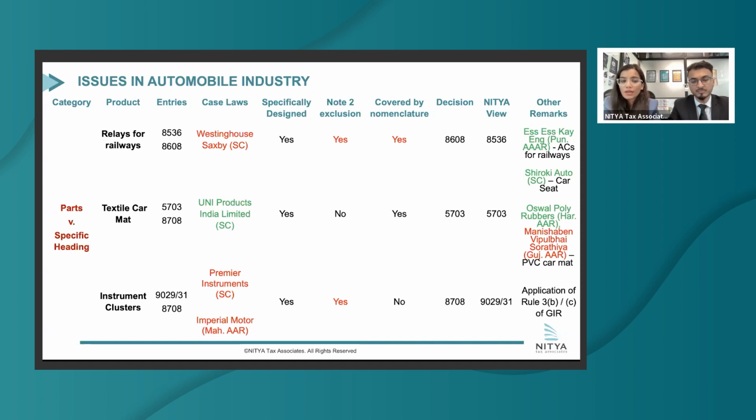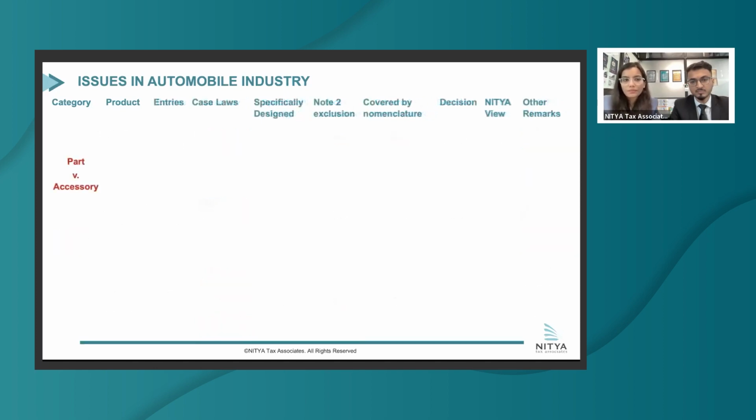But what we have seen is that in two-wheelers, the speedometer gives them the essential character, and accordingly they should be classified as 9029. Or even if they cannot, and we cannot decide that any product gives them the essential character, then also the last heading would be 9031. So in any case, 8708 should not be the heading, but the courts have held otherwise.